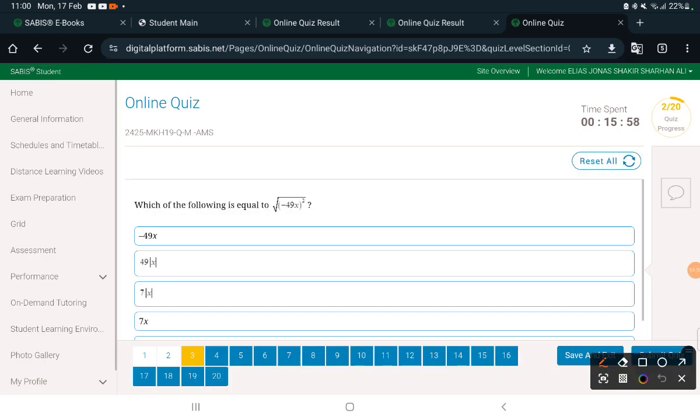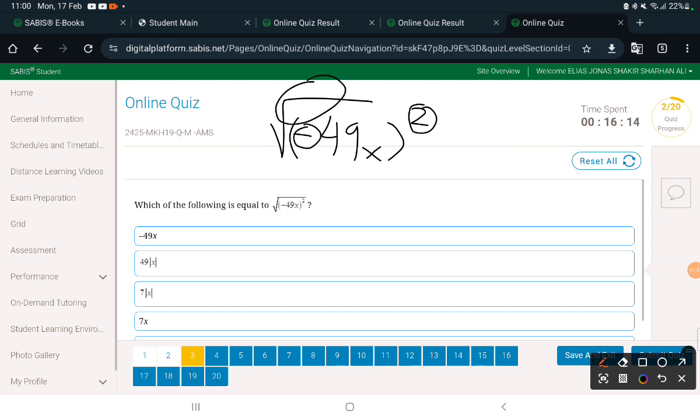Alright, here we have radical, and then we have a negative constant, which is negative 49, then we have x, and then squared. When you have a negative constant, and then a squared sign, and then a radical, what you do is cancel the squared, cancel the radical, and change the negative into a positive. So your answer will just be positive 49x.